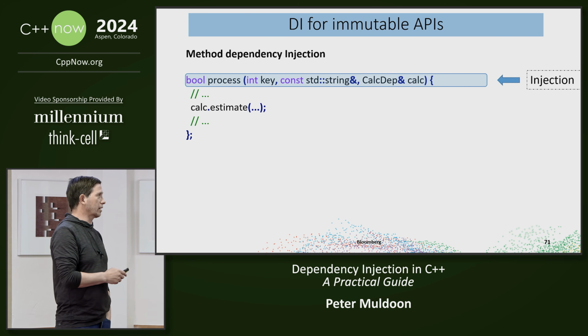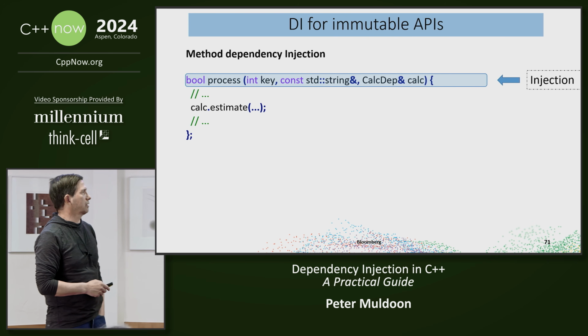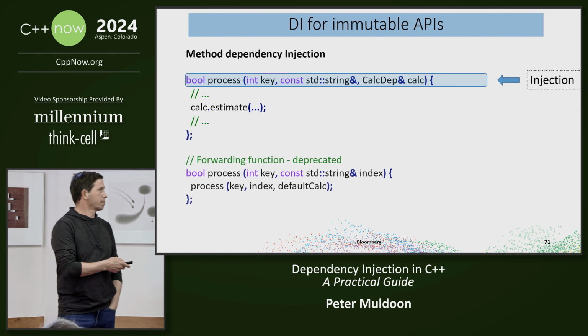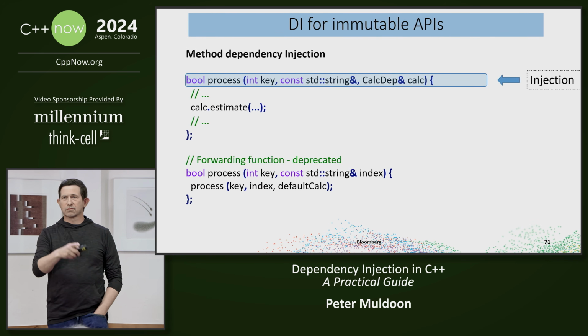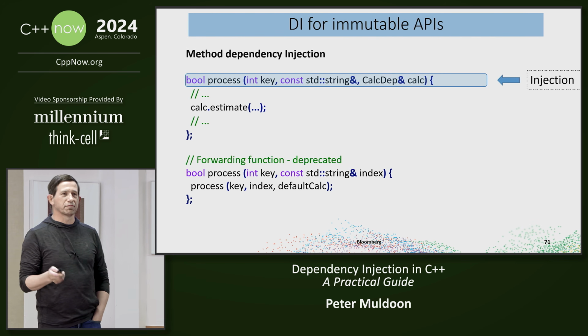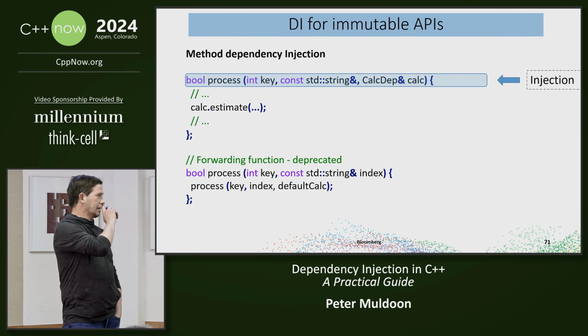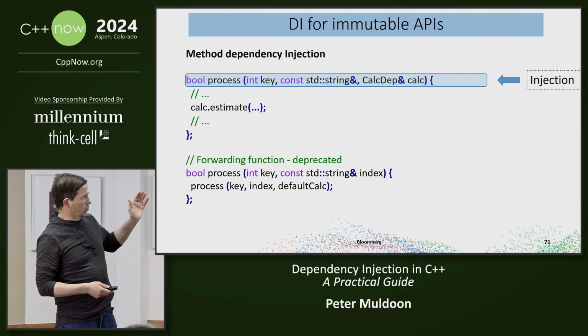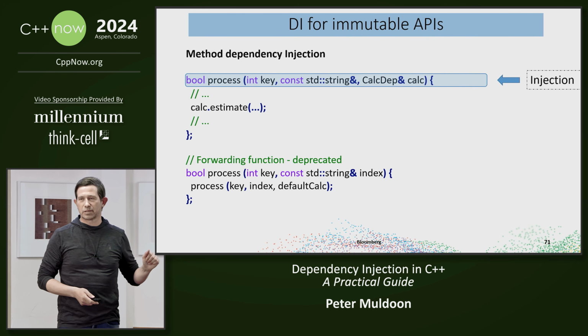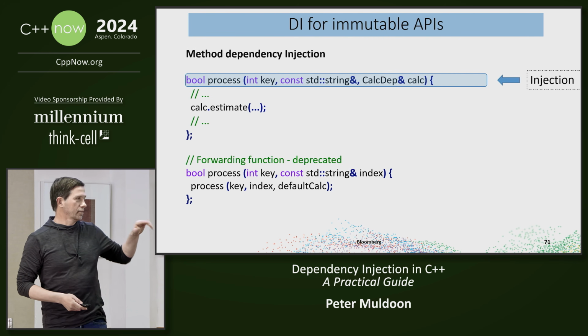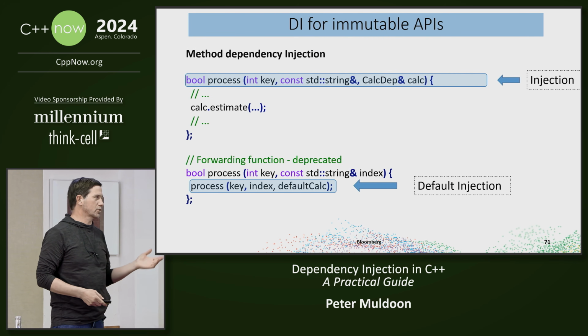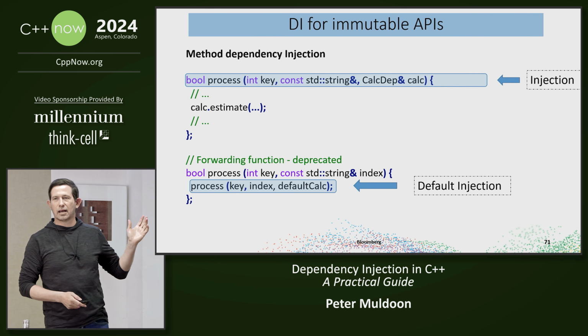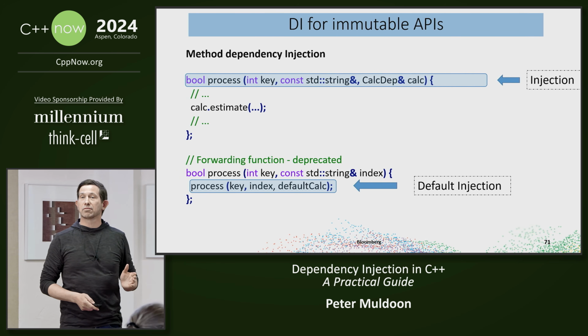The other way it can be done, what someone else was saying down here, is just a forwarding function. In other words, I can say, look, I have the same function as before, and what used to be the process function of 2 arguments now takes the 3 arguments. And I'll just have a default being injected in here. So I'll just do a default injection of the functionality that most everybody else expects to have.